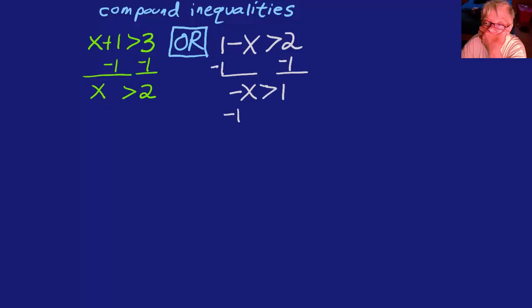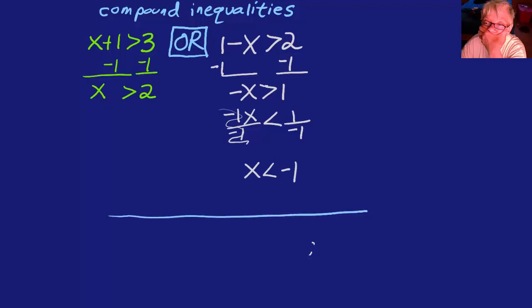Then divide both sides by negative 1. And we have to reverse the sign. We'll have x is strictly less than negative 1. Now just graph them. We'll graph x is less than negative 1 and x is greater than positive 2.